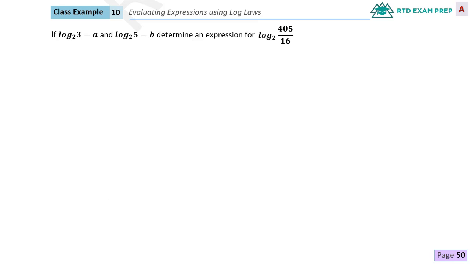Class example 10 is much like our last 2 examples. So let's take a second to recognize the first step every time. We are given a logarithmic term, in this case log base 2 of 405/16. And then we're given a and b, which are equal to some exact values. In this case, log base 2 of 3 and log base 2 of 5. The arguments of 3 and 5 and the base of 2 signal that you need, as a first step, to rewrite that 405/16 in terms of powers of 2, 3, and 5.